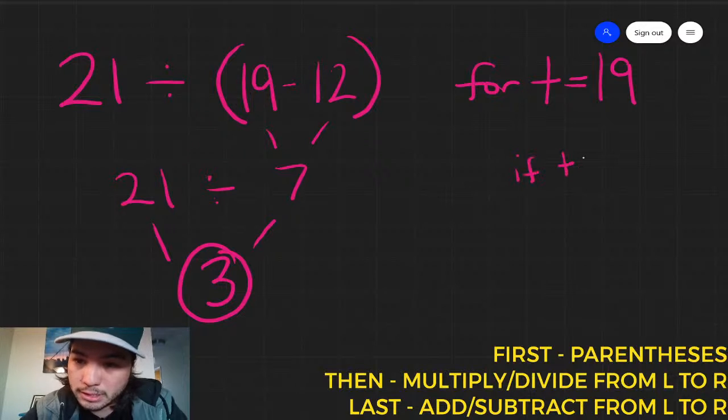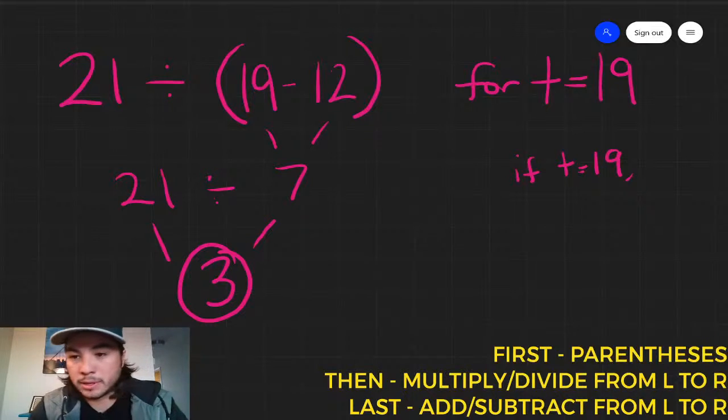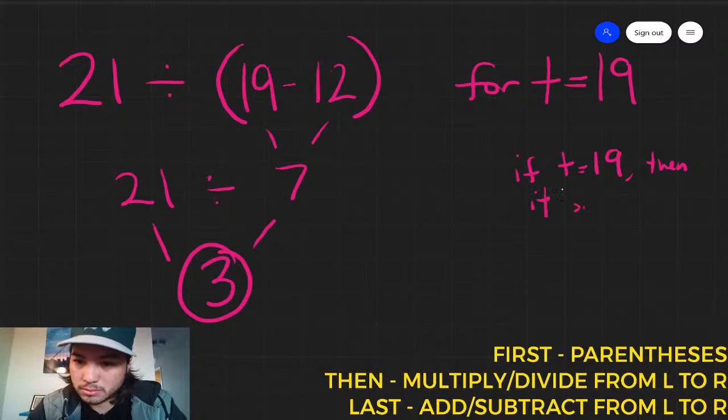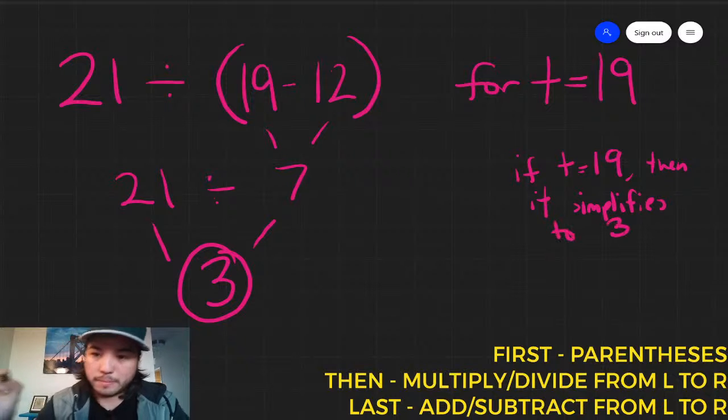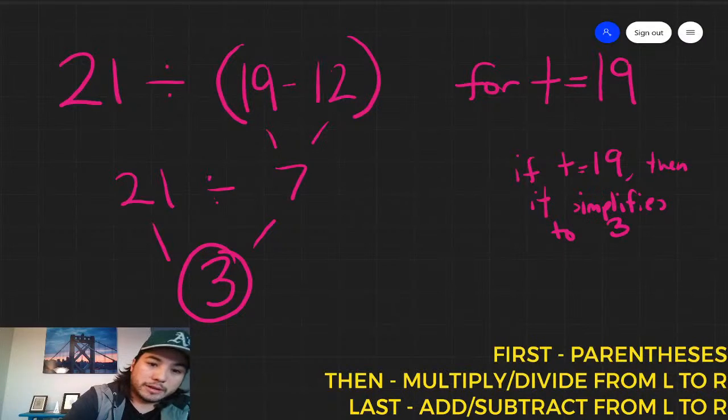Okay, and so then what you could start doing is saying, if t equals 19, and then we could make, what if it was something equals x, right? And we're trying to figure out what x is. That's where we're going. Then it simplifies to 3. But if we put in a different variable, our value is going to change, and then what we simplify it down to is going to change.